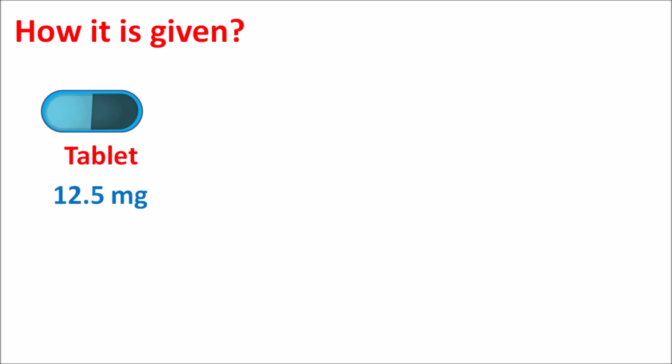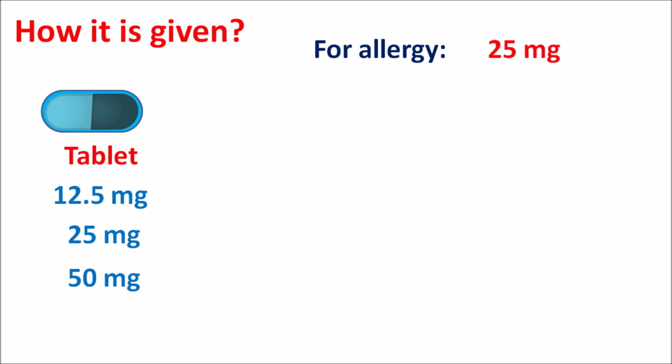How is it given? This drug is available as tablets. It is also available as solution and suppositories. It is available in different strengths such as 12.5 mg, 25 mg, and 50 mg. For the treatment of allergic conditions, this drug can be started at a 25 mg dose, which can be given as a single dose. Otherwise, it can be given as 12.5 mg twice daily.